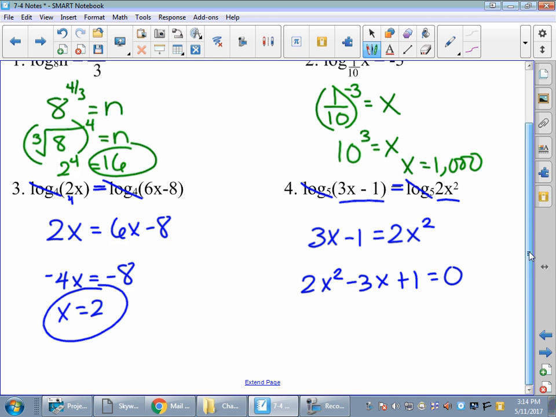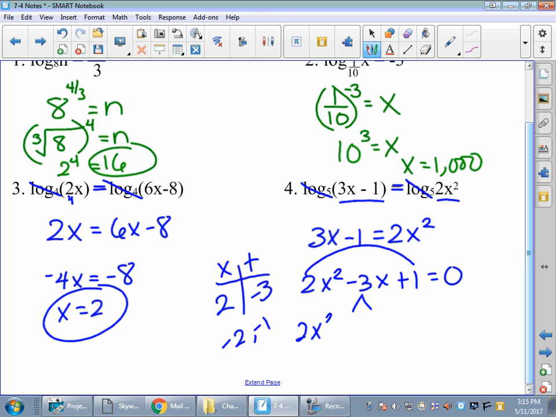So it looks like I brought the 2x squared over, but in fact I really subtracted 3x and added 1 over. When I go to factor this, remember when you have a 2 out in front, you've got to say what multiplies to give me 2, adds to give me negative 3. The solution to that is negative 2 and negative 1. They multiply to give you 2 and add to give you negative 3. So I'm going to split that up. 2x squared minus 2x minus 1x plus 1.